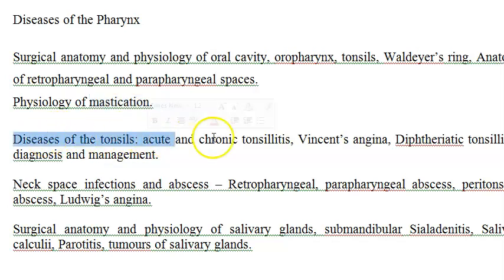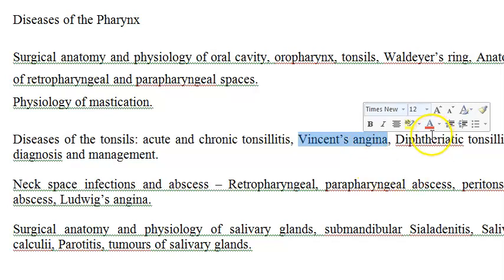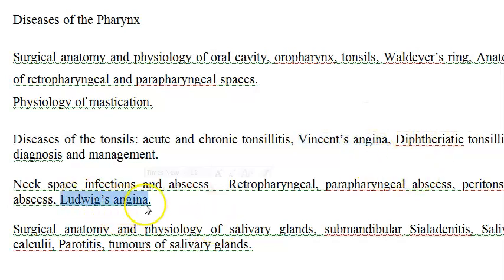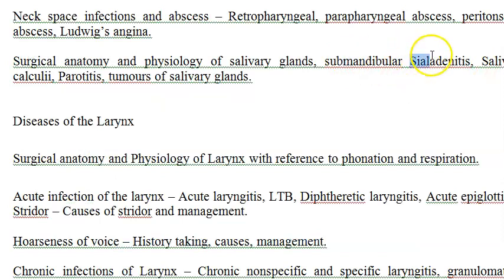Coming to diseases of tonsils, tonsillitis, Vincent's angina. This is a unique word here, right? There is Ludwig's angina, Vincent's angina here, the way they mention. Okay. Then neck space infections. So many things here. Surgical anatomy of the salivary gland, submandibular, sialadenitis. Interesting. Salivary calculi, parotitis, tumors of salivary gland.